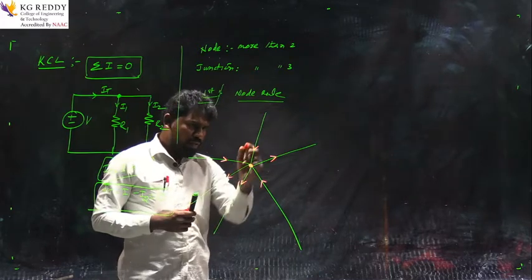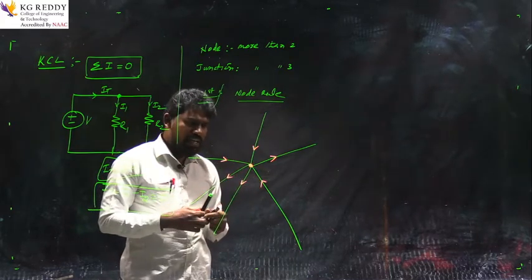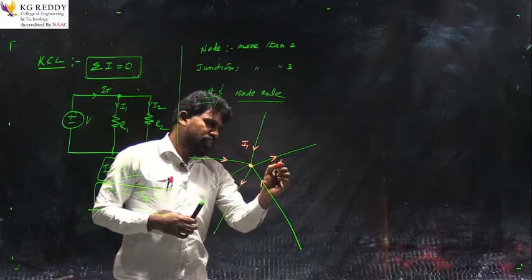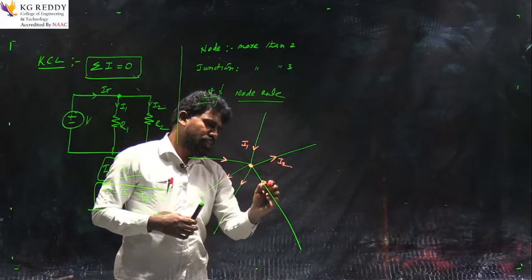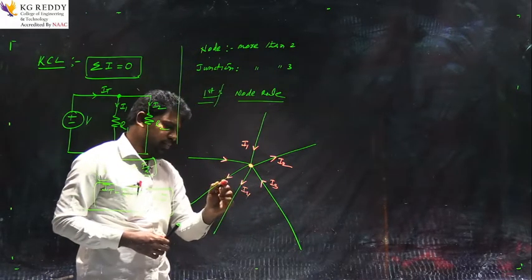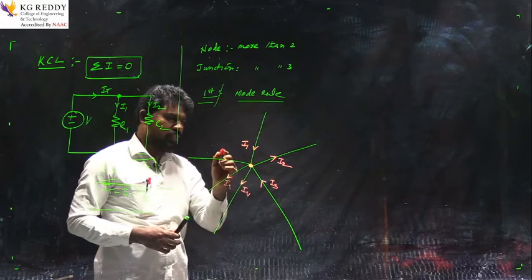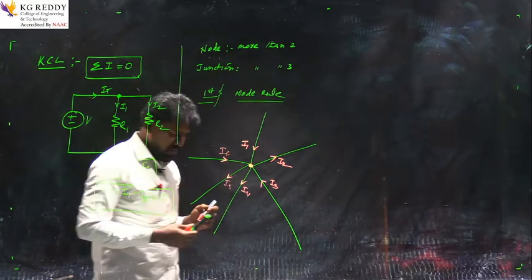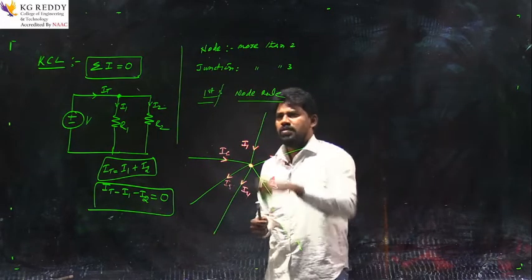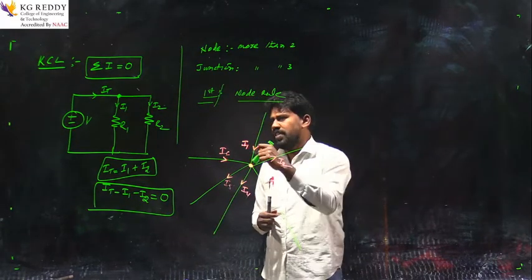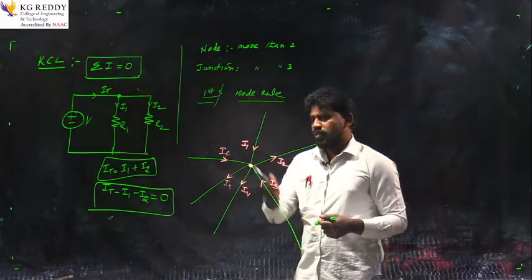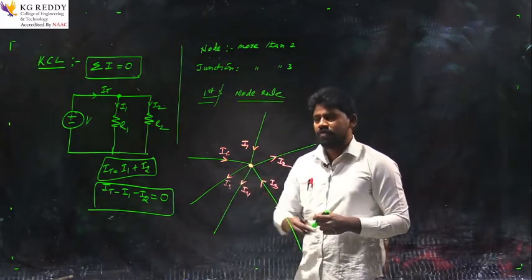Now I am going to represent the different currents here. This current is I1, this is I2, this is I3, I4, I5, and this is I6. So how many currents are there? Six currents. From this figure you can analyze very easily how we can calculate an unknown current by applying Kirchhoff current law.